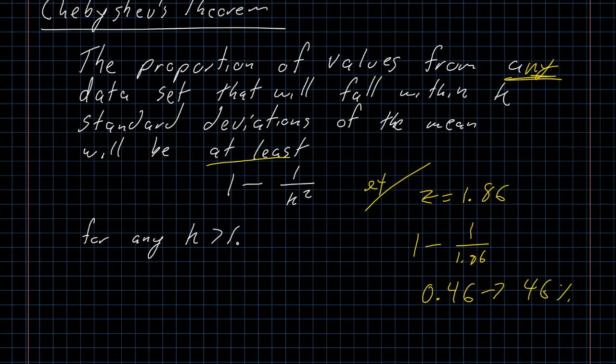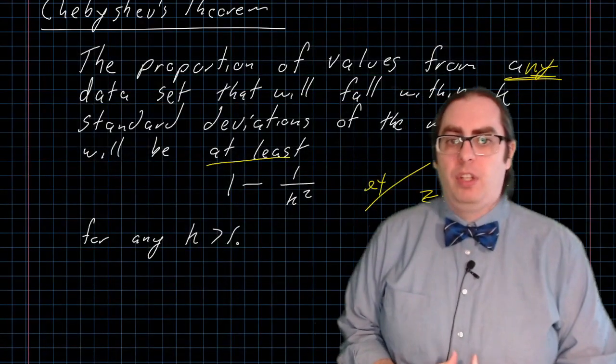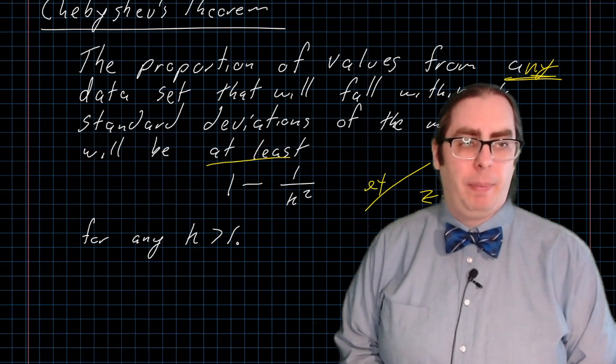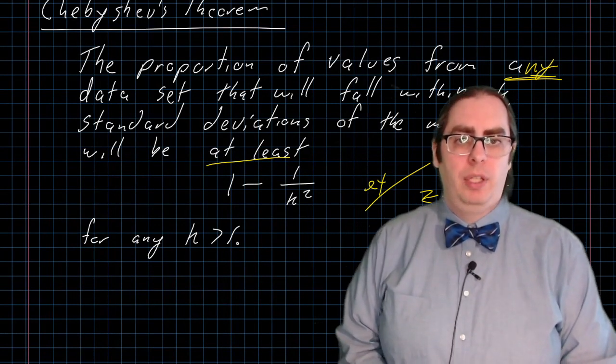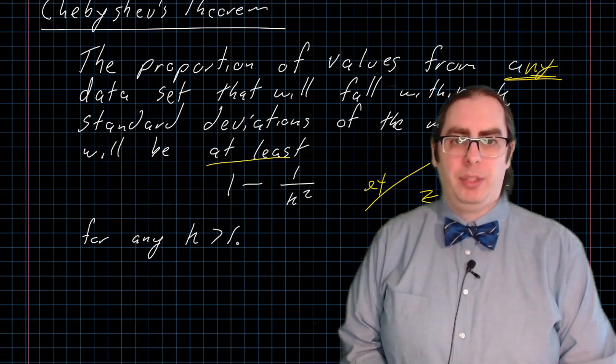Or put the other way, at most, the rest of it, right? 100% minus 46% is 54%. At most, 54% of people scored further away from the average, either higher than the average or lower than the average than what I did. But 46% of the scores are within the range that I set, the distance from the average that I set. Chebyshev's theorem is a nice approximation tool to have in your back pocket when you're talking about a distribution and you don't really know much about it.